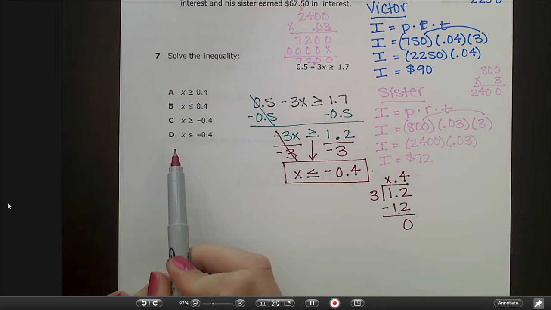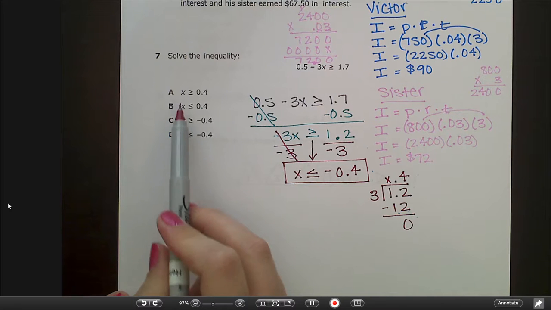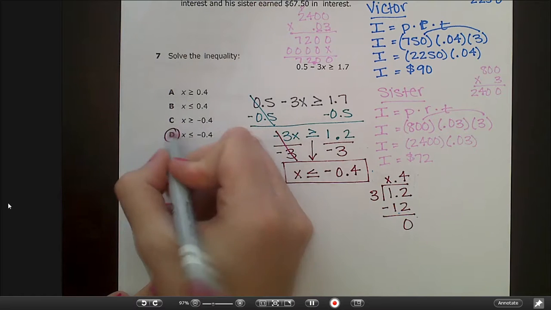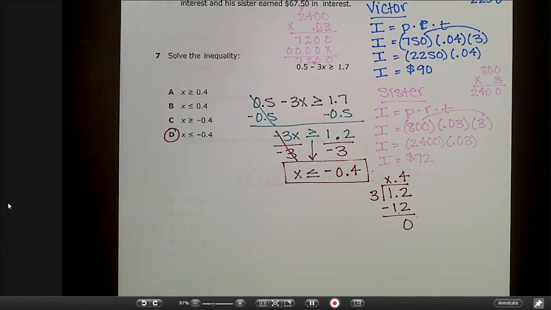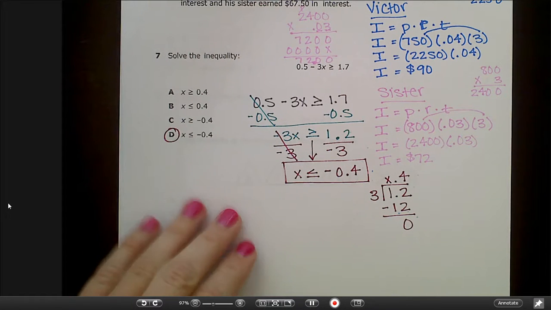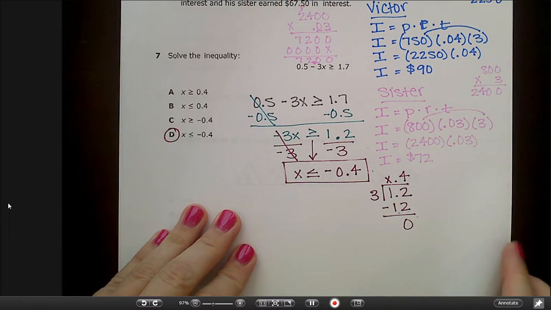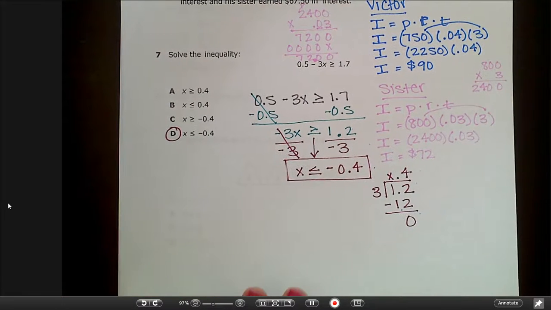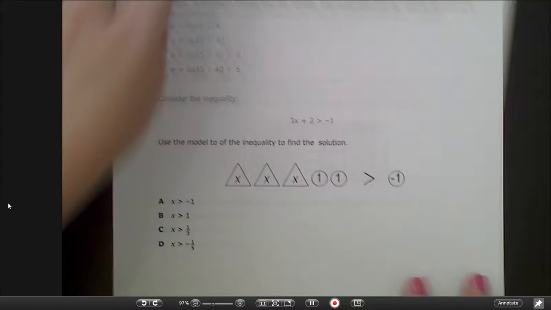And let's go over here. Notice all of our answers kind of look the same. You have to pay close attention to what the sign looks like. And D matches what we want. Remember, feel free to pause this video as you're doing your corrections. Make sure that you have everything you need.